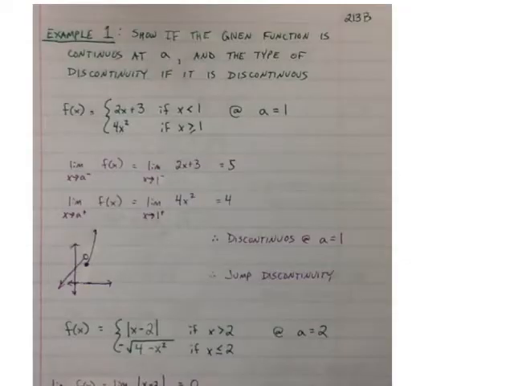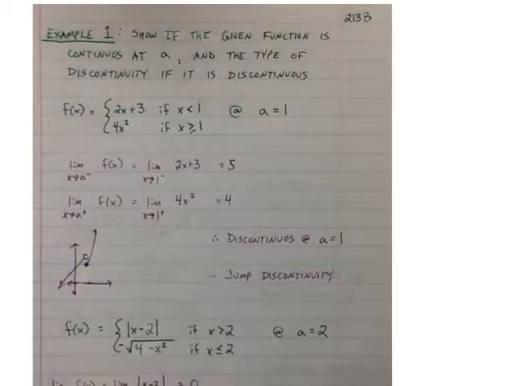All right, example 1 is asking us to show if the given function is continuous at a and the type of discontinuity if it is discontinuous. So what we have here is a piecewise function defined for when x is less than 1 and when x is greater than or equal to 1. And we're looking for the continuity at 1. This is pretty commonplace where you're talking about continuity at the break between your two pieces.